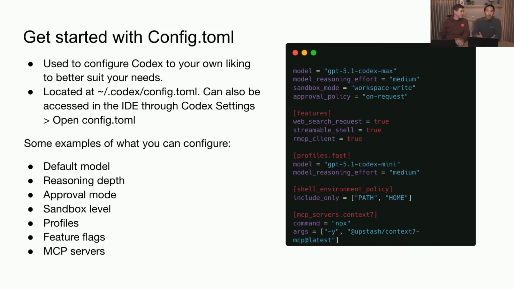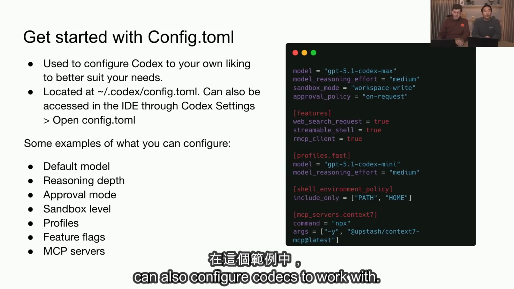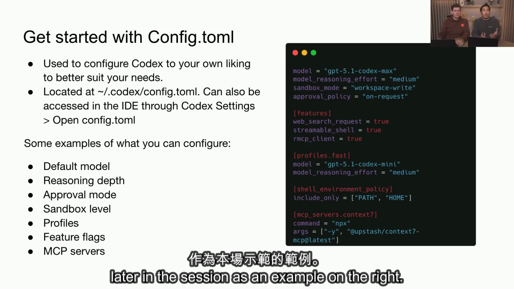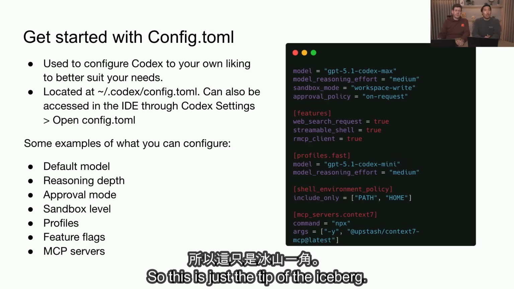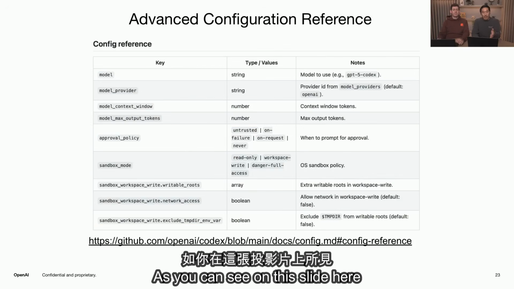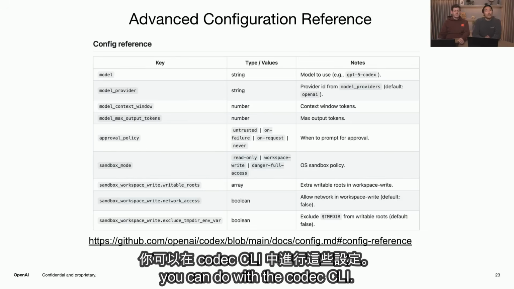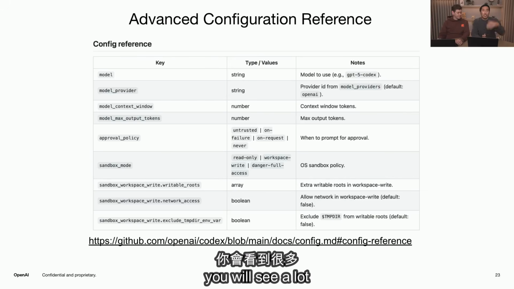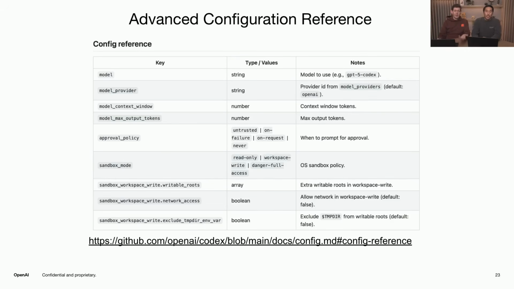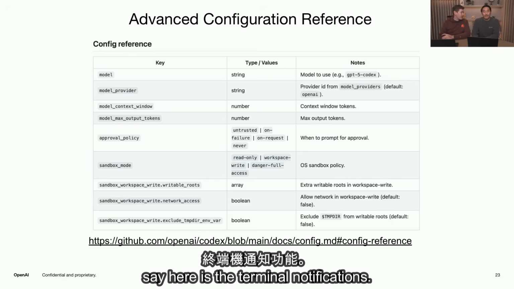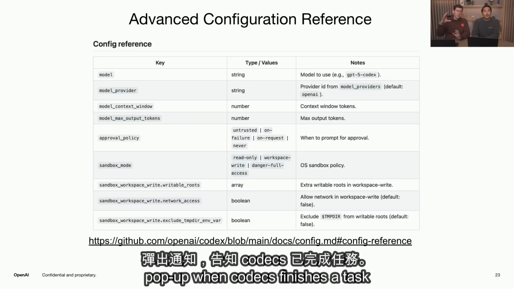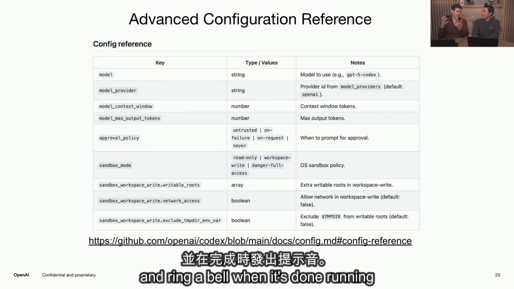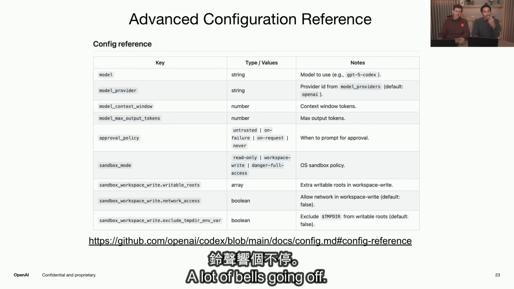And as Charlie mentioned, MCP is an area that you can also configure Codex to work with. So in this example, we have one of the MCPs that we'll cover later in the session as an example on the right. So this is just the tip of the iceberg. As you can see on this slide here, there's a lot of different configurations that you can do with the Codex CLI. And if you go to this website, you will see a lot of different configurations for you. One of my favorites to set here is the terminal notifications. It allows you to get a pop-up when Codex finishes a task, which some people don't like. I actually like it because Codex will run in the background and ring a bell when it's done for me, so that's nice. But a lot of bells going off.